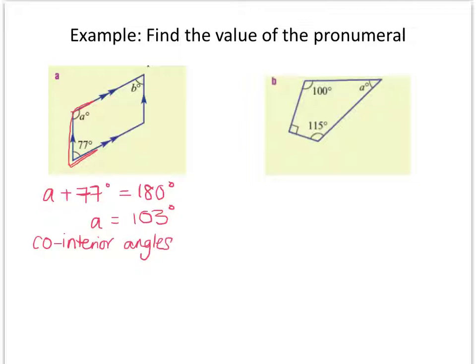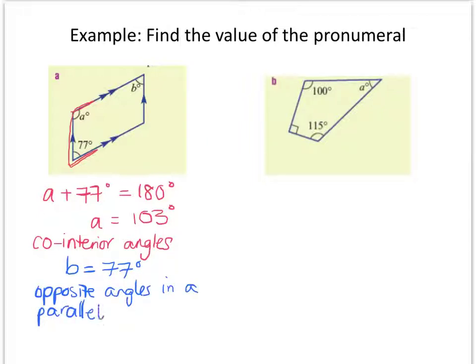Okay, now to work out B, I'm going to use the fact that B and 77 degrees are opposite angles in a parallelogram, and I know that opposite angles in a parallelogram are equal to each other, so B must be 77 degrees. And again, I need to write down my reason: opposite angles in a parallelogram are equal. You could have also used the fact that A and B are also co-interior. You've got a C that's flipped around there, but A and B are co-interior. That would have given you the same answer, and that would have been perfectly fine as well.